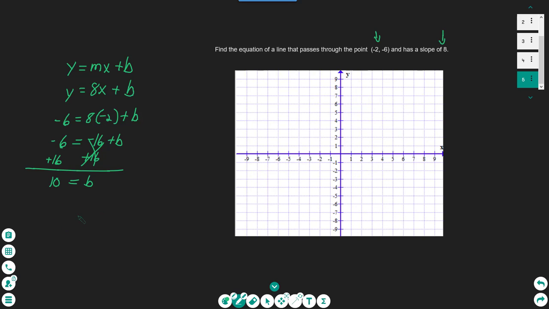So our final equation of the line is going to be y equals 8x plus 10. And that is our solution. All right, so I hope you found that helpful and saw that this isn't very difficult.